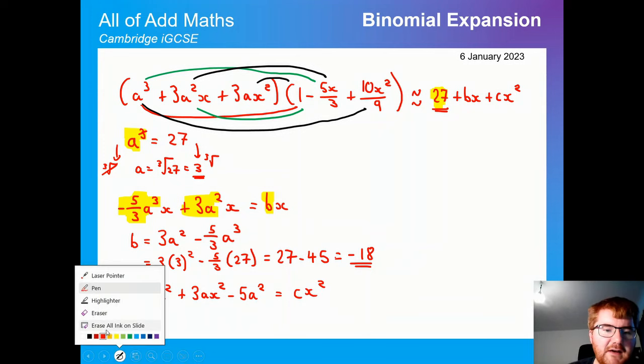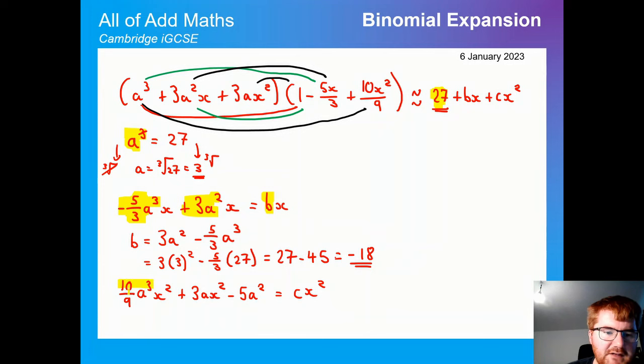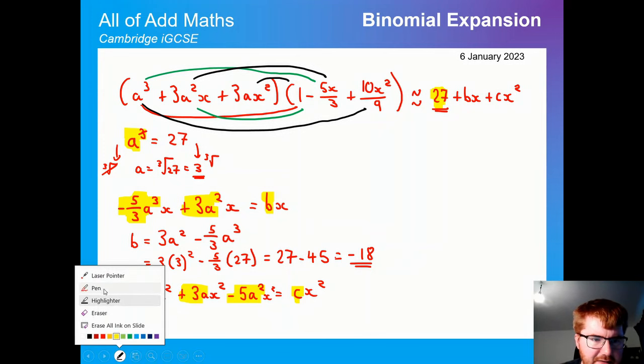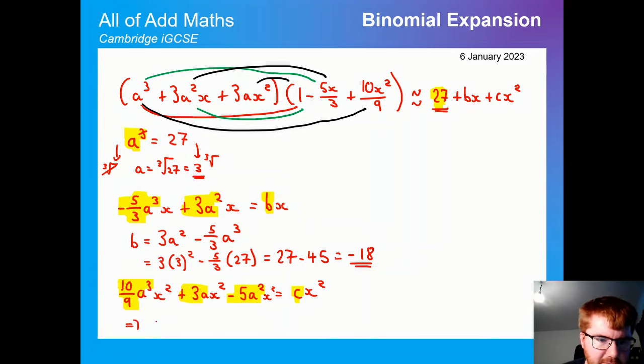And then we use the same idea that we did before. So this part here, plus this part, plus this part. Sorry, we should have an x squared there as well. Being consistent, there we are, has to equal this c here. So let's just highlight that. So those things have to be equal. If we have that, so therefore c is equal to 10 over 9 a cubed plus 3a minus 5a squared.